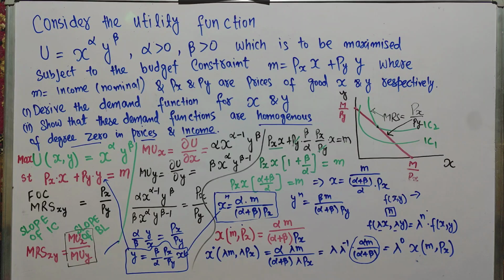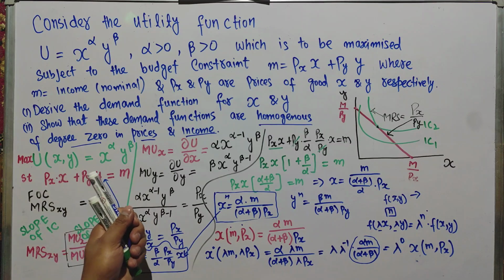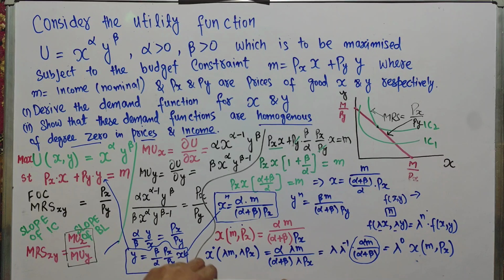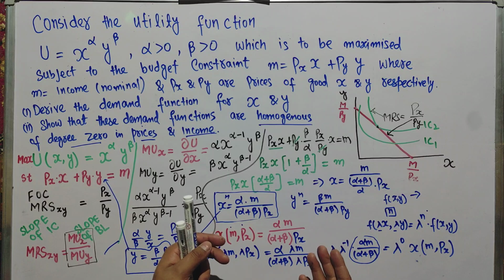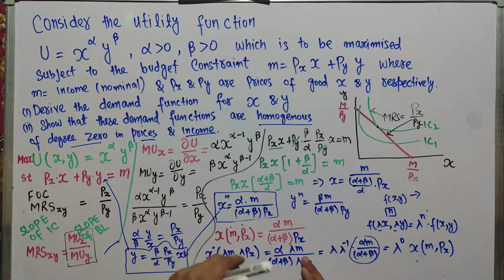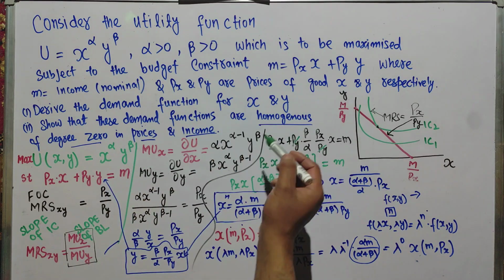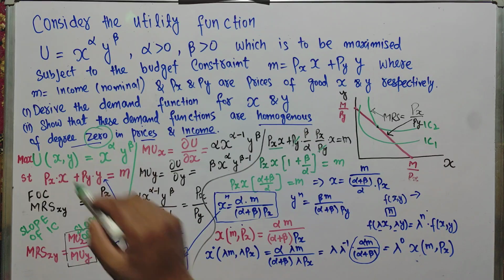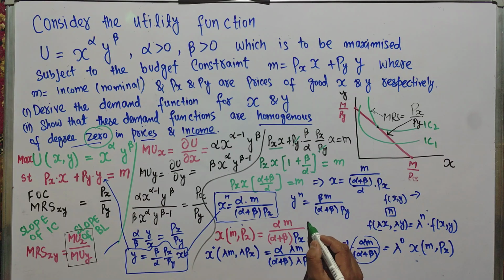Okay, so by homogeneous of degree 0 in prices and income, it simply means if I double the income of the consumer and also double the prices of the good he is purchasing, his demand will not change at all. Okay, so this is the meaning of the homogeneous of degree 0. Let us suppose initially the consumer has an income of $40 and he was consuming 8 units of good.